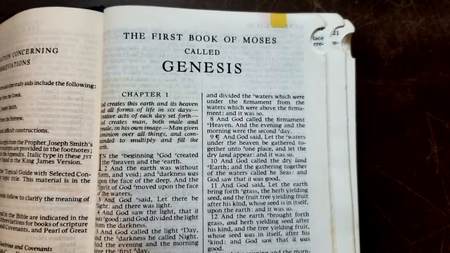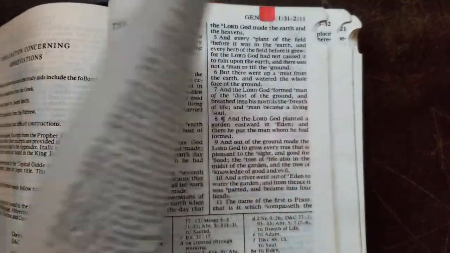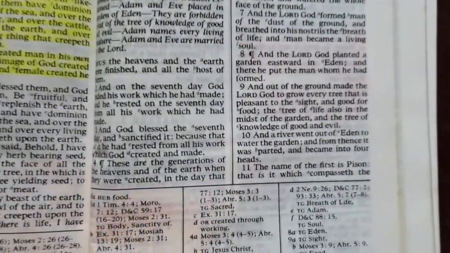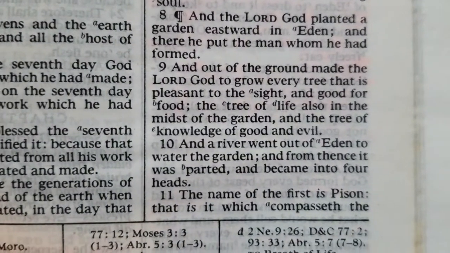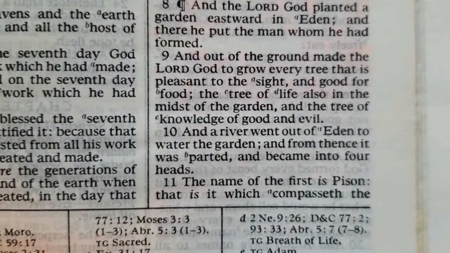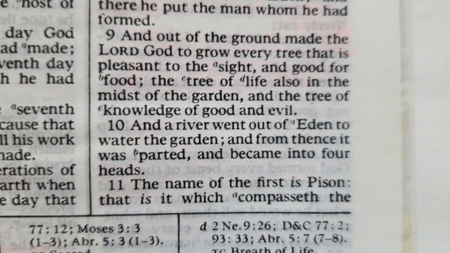In Christianity, the Tree of Life first appears in Genesis chapter 2, verse 9. And it reads, "And out of the ground made the Lord to grow every tree that is good for food, the tree of life also in the midst of the garden, and the tree of knowledge." This is part of the creation story.